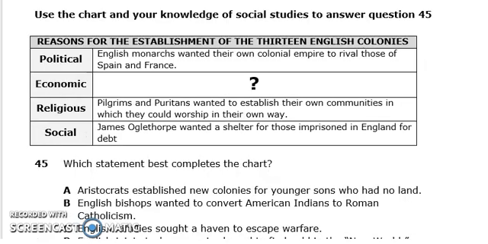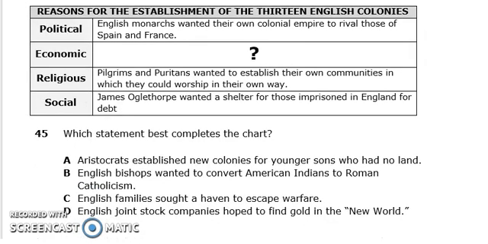Use the chart to answer question 45. Which statement best completes the chart? A. Aristocrats established new colonies for younger sons who had no land. B. English bishops wanted to convert American Indians to Roman Catholicism. C. English families sought a haven to escape warfare. D. English joint stock companies hoped to find gold in the New World.